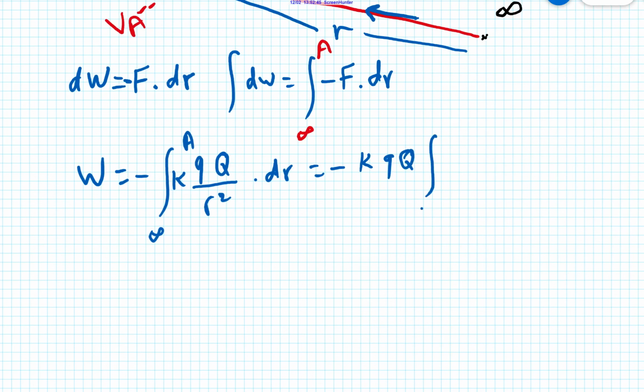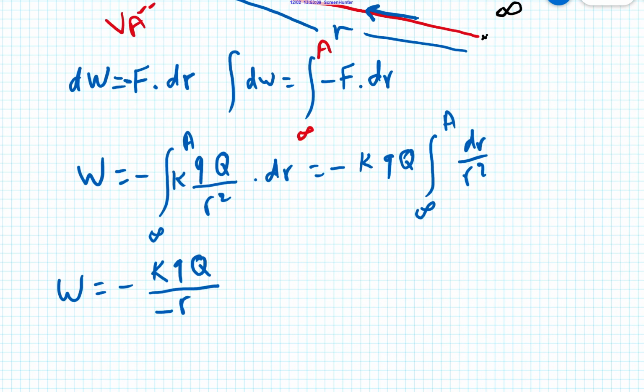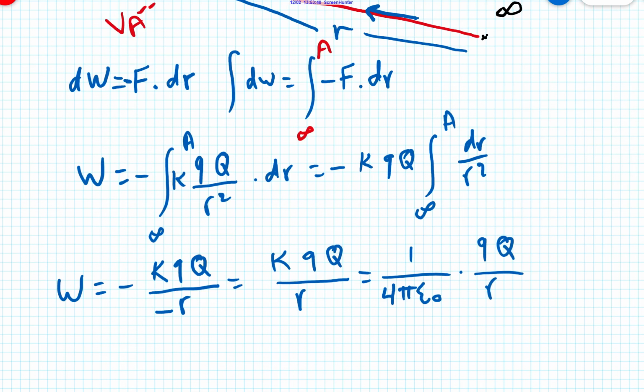Q Q, the integral from infinity to A of dr over R squared, and therefore W is equal to minus K Q Q over negative R, which is equal to K Q Q over R. Remembering that K is 1 over 4 pi epsilon naught, we have 1 over 4 pi epsilon naught Q Q over R. So far this is the work done.